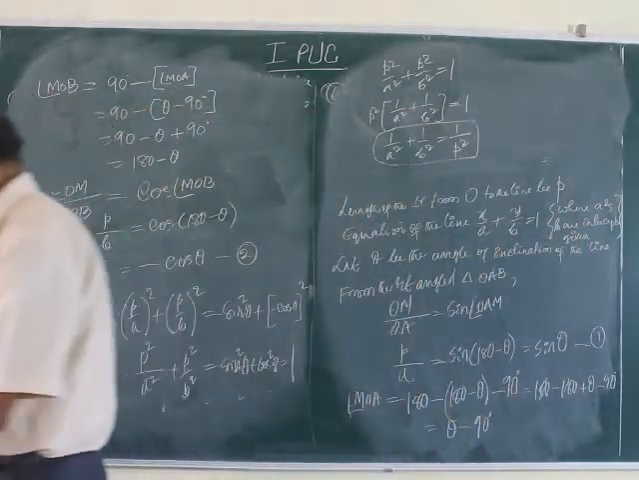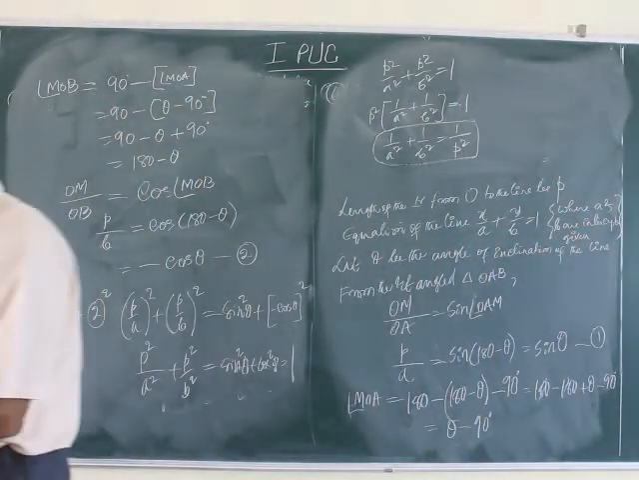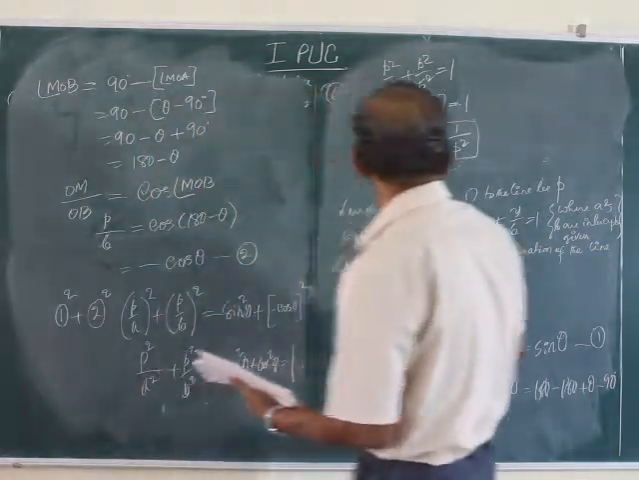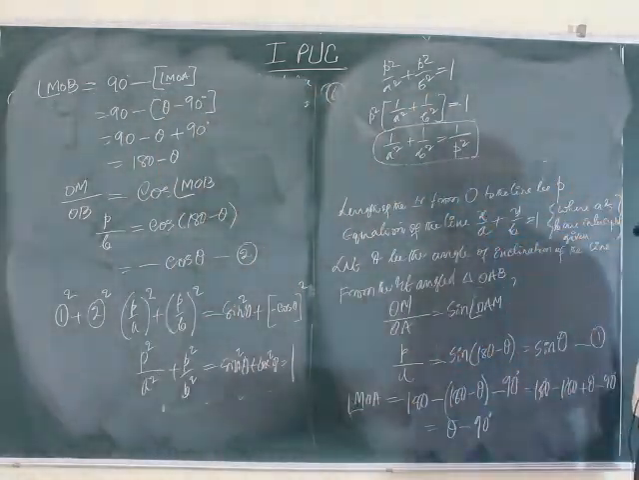Question is that one, no? Show that 1 by P square equal to 1 by A square plus 1 by B square.